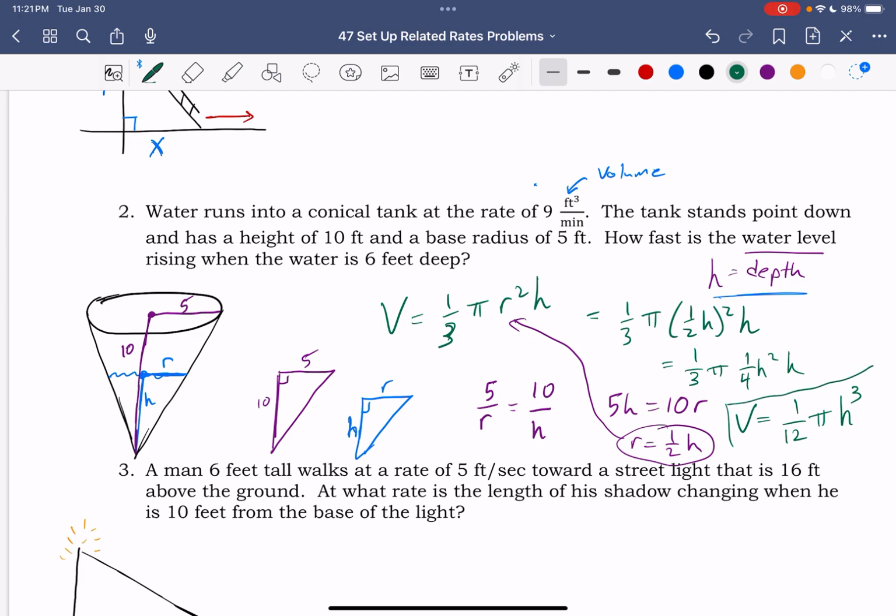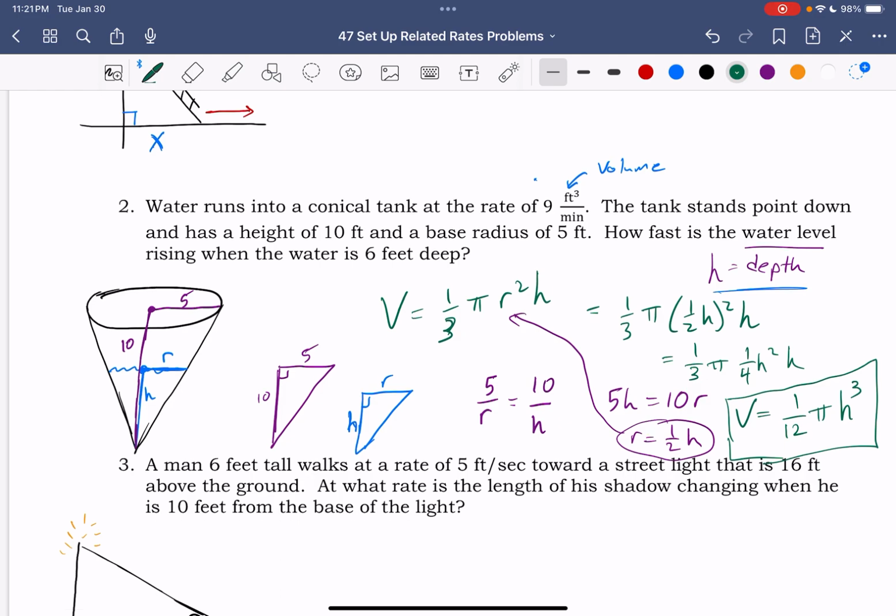And so this would be the final relationship that we want, where V is the volume and H is representing the depth of the water. And we'll stop there for now.